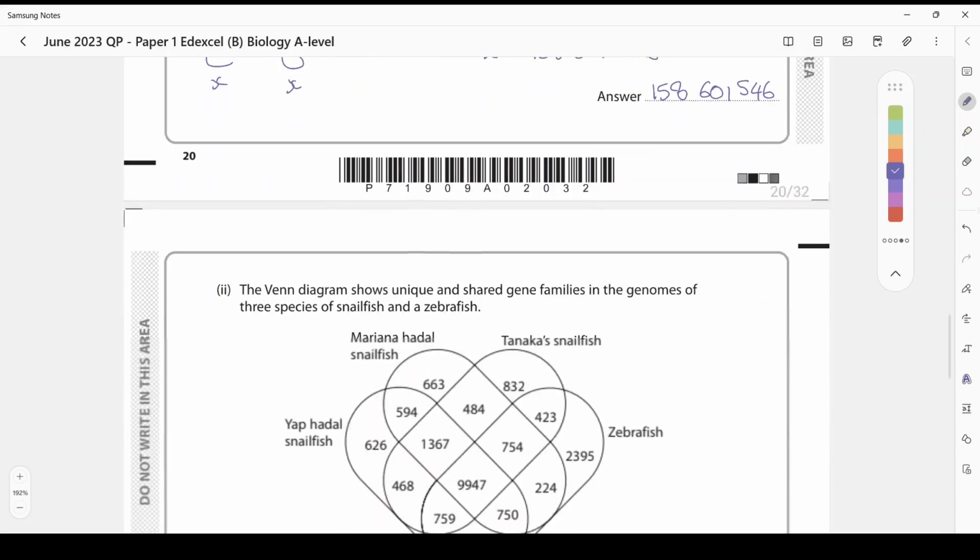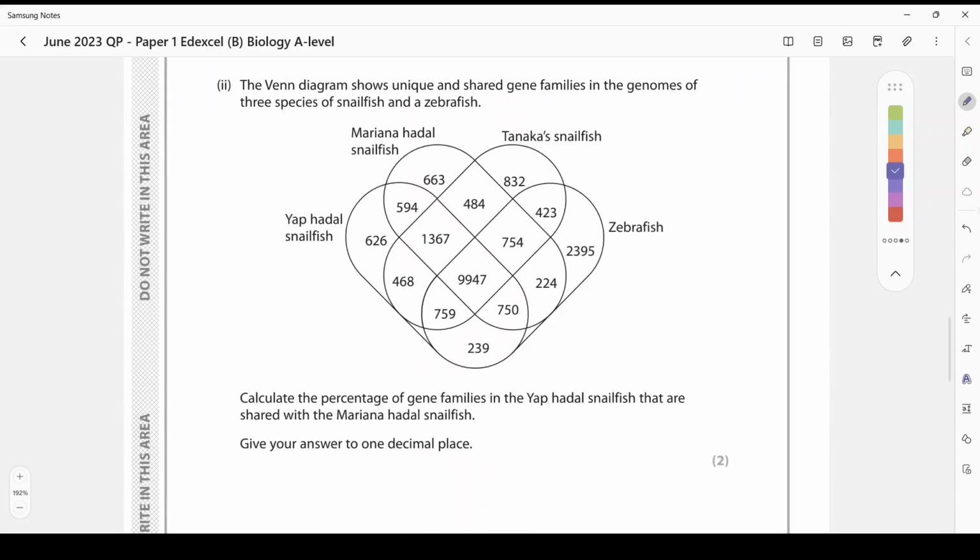Okay, let's look at part 2. The Venn diagram shows unique and shared gene families in the genomes of 3 species of snailfish and a zebrafish. Calculate the percentage of the gene families in the Yap-Hadal snailfish that are shared with the Mariana-Hadal snailfish. Give your answer to 1 decimal place.